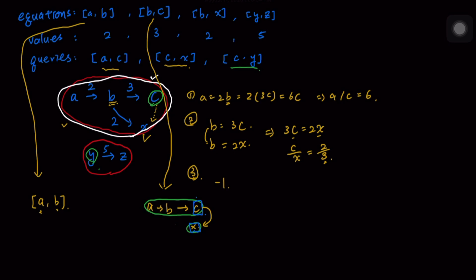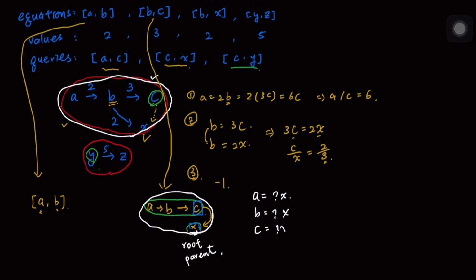After that, I've decided that X here is the root parent of this subgroup. So I want to rewrite every number in this subgroup as a multiplication of the root parent. What I mean is like this: A is a multiplication of X, B is also a multiplication of X, C is too, and X itself. After I have this multiplication decided, if a query is like A divided by C, I can use the numbers here to divide the numbers here.